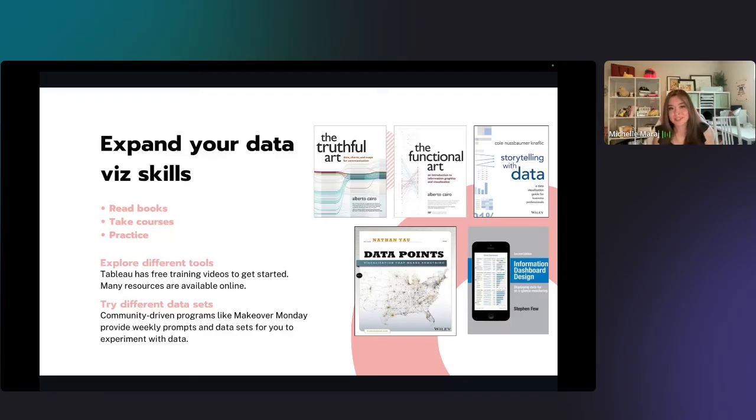So I do recommend different community-driven programs such as Makeover Monday. You can Google this, but what they do is it's a group of volunteers that find a chart that could use some help, essentially a makeover, and they'll share the chart, share the data set, and it gives the community an opportunity to try and recreate the chart. And so this is really great because not only do you have data to work with, but you can also see what other people are creating and get some ideas and inspiration from that.